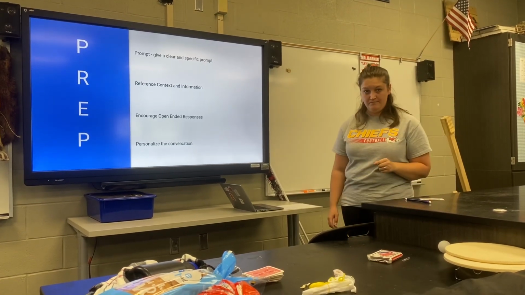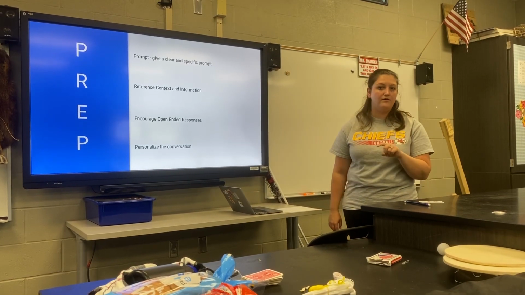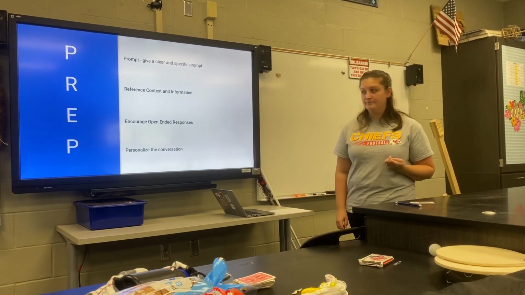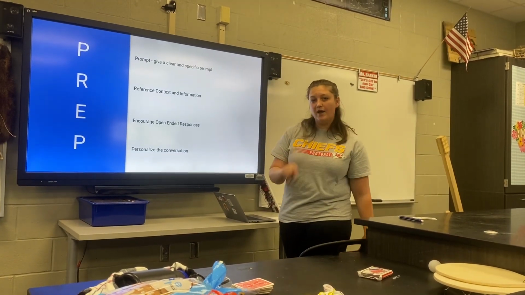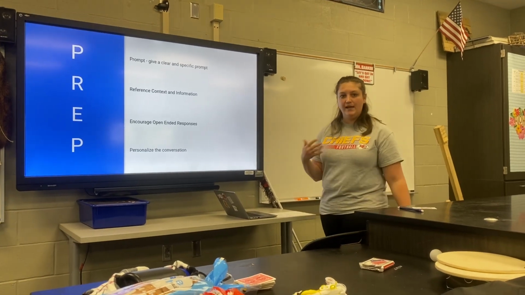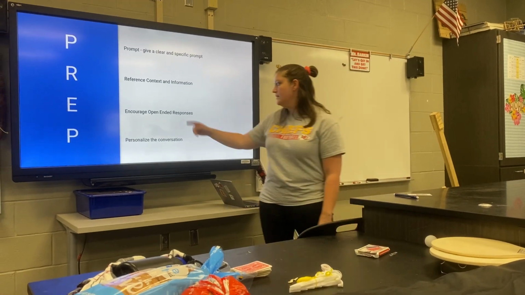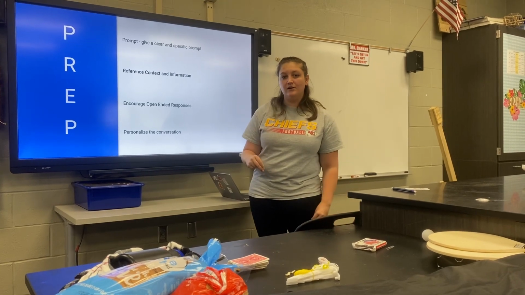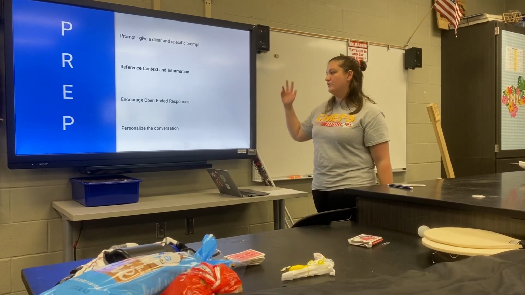Write a paper. If I want it to be longer, I would say, okay, write a paper that is 500 words about Frankenstein. So R, reference context and information. So write a 500-word paper about Frankenstein and his relationship with the doctor. And then E, encourage open-ended responses. Don't be so specific that it is only going to give you one answer. You want it to be open-ended, so that way it'll give you something else.